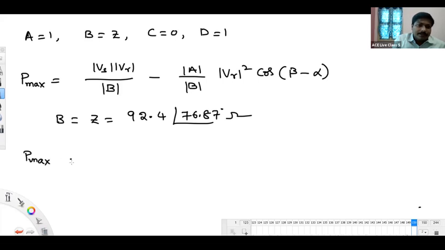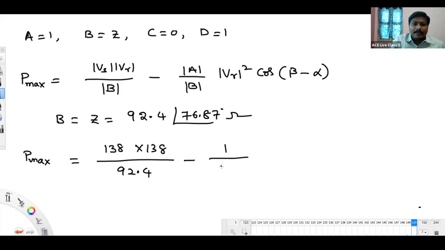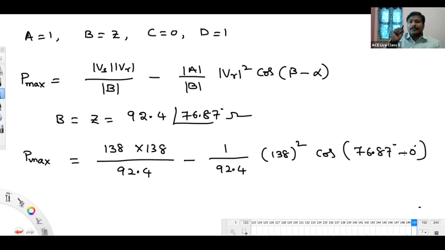Substitute all the numbers in this. P max is Vs into Vr, 138 into 138 by mod B, minus mod A by mod B into Vr square, cos of beta minus alpha. Like this you can do it. Okay, it's kilovolt square over ohm, so it will be megawatts. How much is this number?